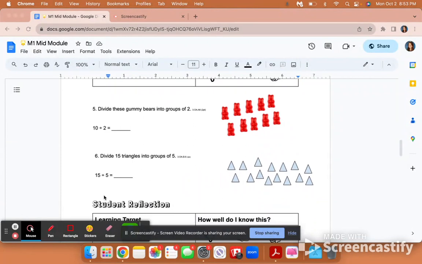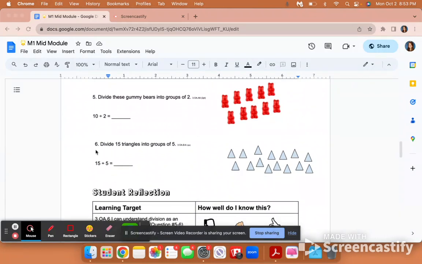Number 5 says divide these gummy bears into groups of 2. So 10 divided by 2 equals what? And then you can circle over here groups of 2. And then 6 says divide 15 triangles into groups of 5. So you'll circle groups of 5 over here and then write 15 divided into groups of 5 equals.